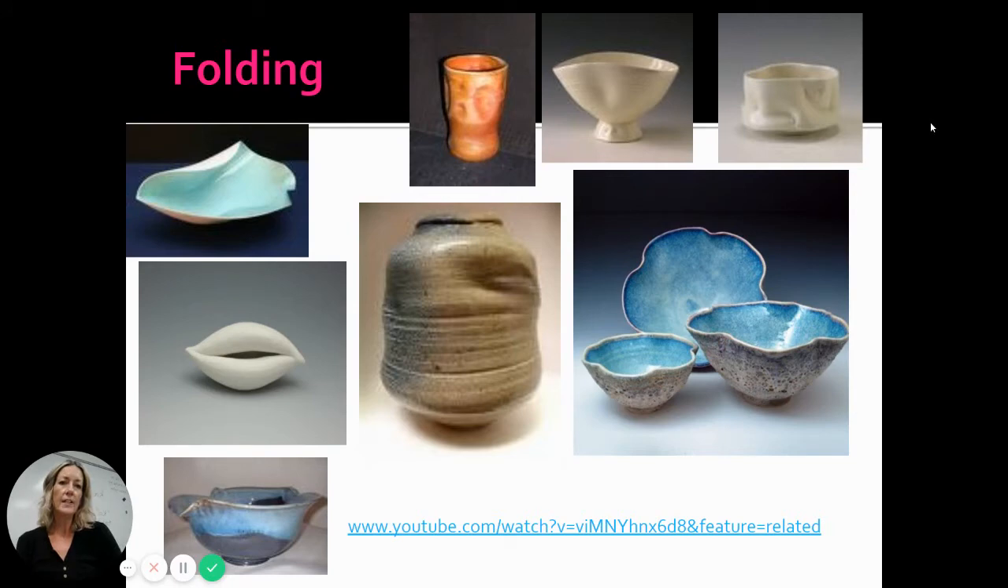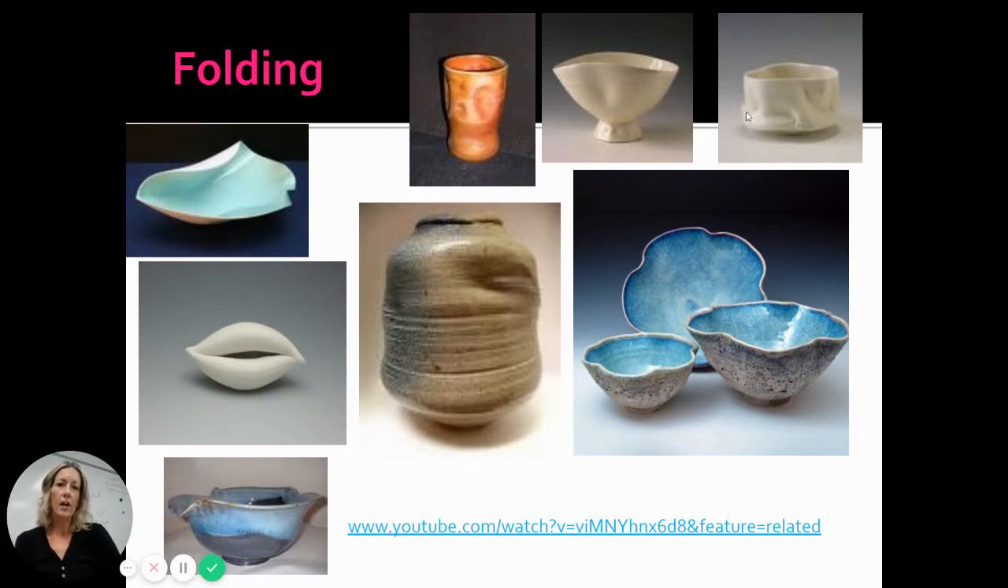Okay, folding is a little bit different because folding is something that happens on the wheel during the wet clay stage. And folding is kind of like a spectrum, where folding can be just subtle, a little bit of altering, or you can be very, very dramatic with the folding. And so here are some examples.